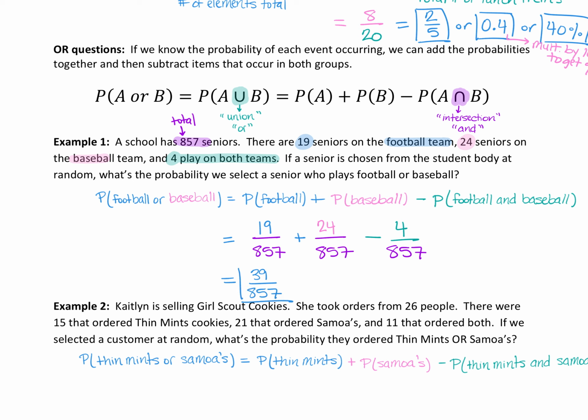857, or as a decimal, that is 0.0455, or as a percent, remember we times the decimal by 100 to get percent, that is 4.55%.